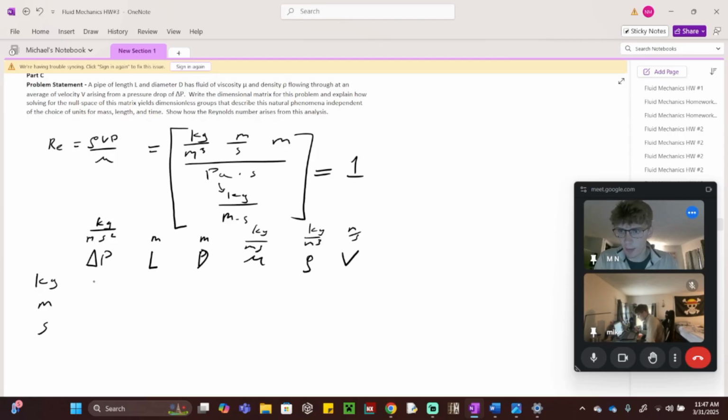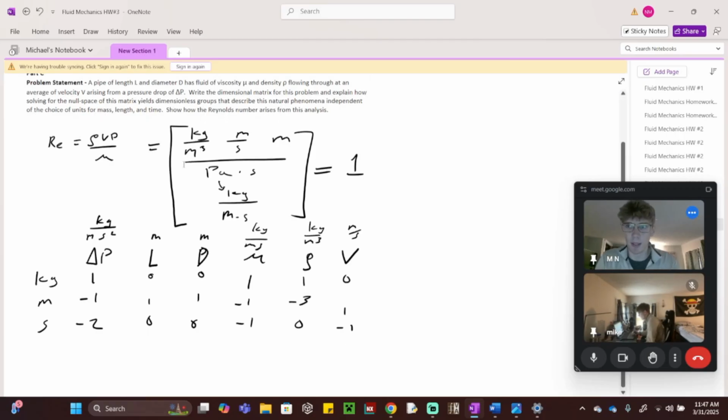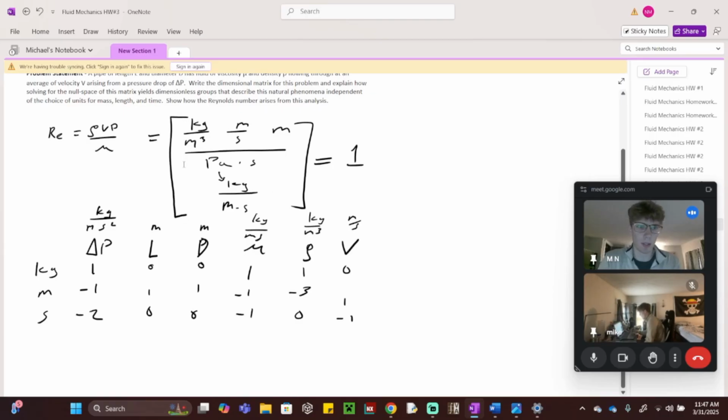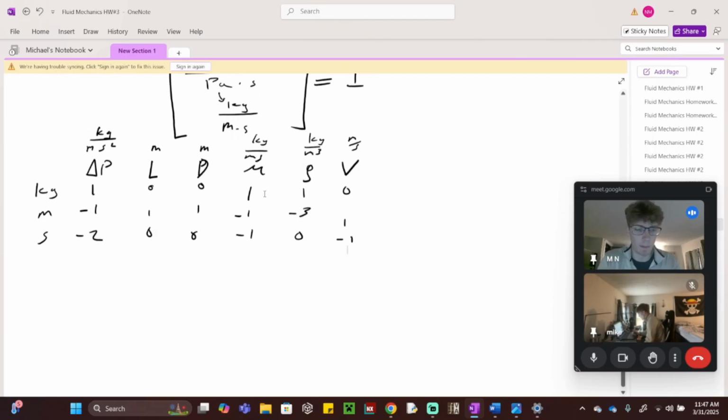So now let's fill this in. So we have 1 kilogram in the numerator to the first power, -1, -2, 0, 1, 0, 0, 1, 0, 1, -1, -1, 1, -3, 0, and 0, 1, -1. So this is our matrix that we're going to be using, that we're going to solve for the null space of to yield dimensionless groups to try and solve for our Reynolds number.